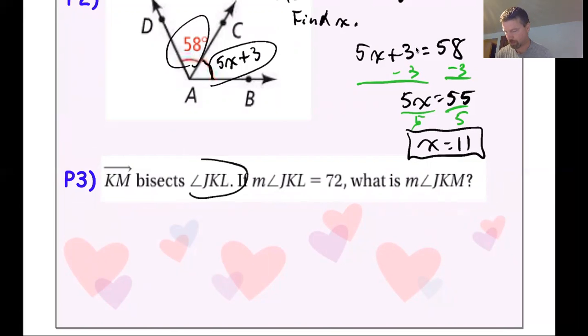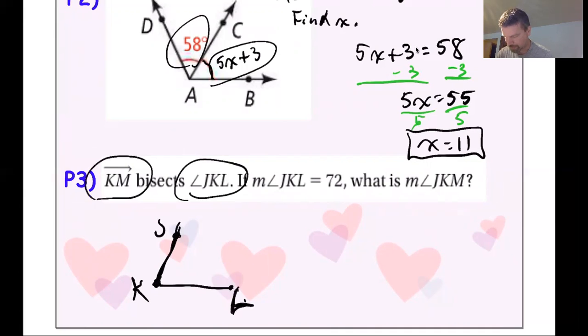So I'm going to start by making a sketch of angle JKL. It doesn't say what it is, so I can just make anything up. Here's a J, K is a vertex, right? Here's an L. And then it says KM bisects it, so here's KM. And if it bisects it, I know this angle and this angle are equal. All right, so there's a sketch of that.